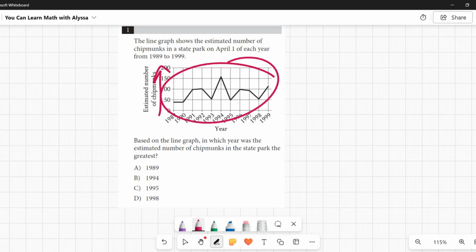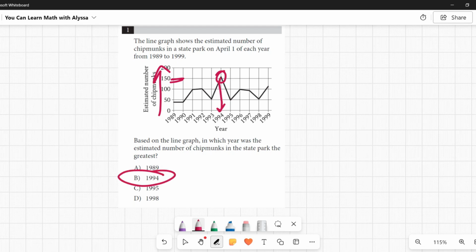And if we look over at this line graph, it looks like right here was the highest point, the highest number of chipmunks at 150. And so we follow that down, and it looks like that year was 1994. And there, B, 1994 is my answer.